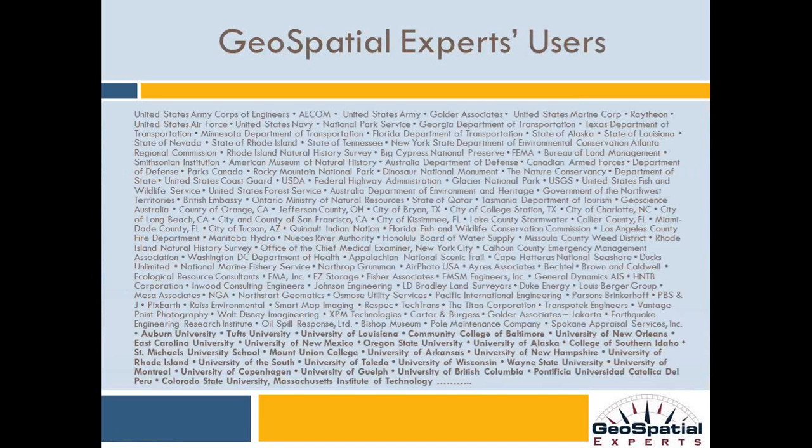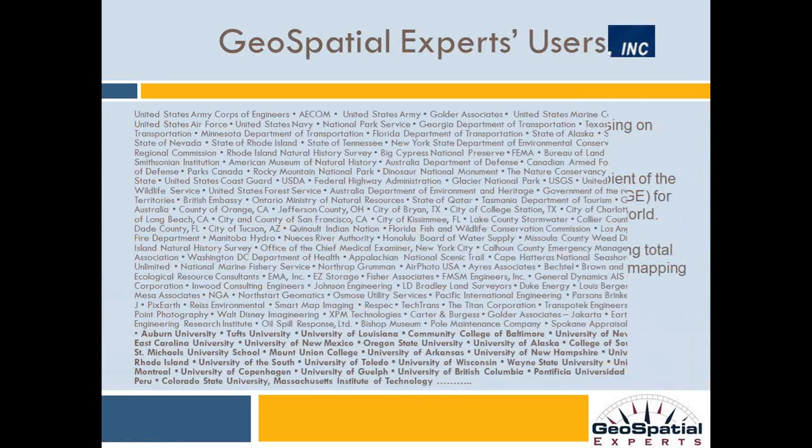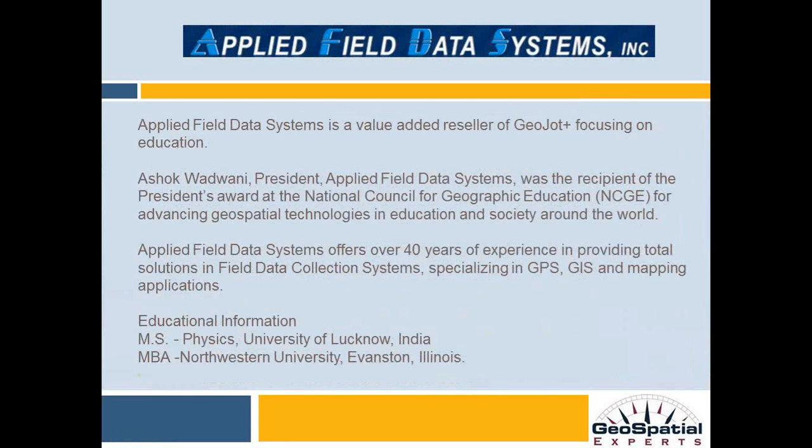All right, so our photo mapping software applications are used by every federal agency, all the states, a large number of cities and regional governments, and much of the Fortune 1000. And as you can see down here at the bottom, we've highlighted just a handful of the schools. Hundreds of schools are using GPS PhotoLink and GeoJot. Our solutions are sold and supported by Geospatial Experts and our resellers and solution partners located throughout the United States and the rest of the world. One of our resellers is Applied Field Data Systems, and that's who we're doing this presentation with today.